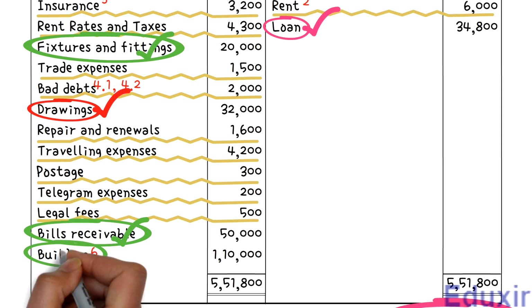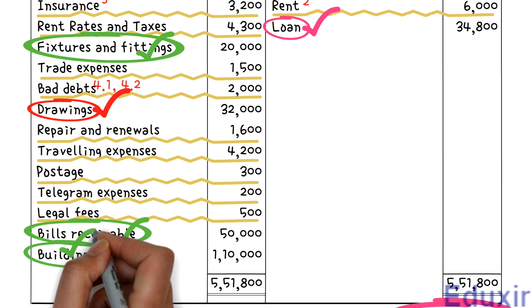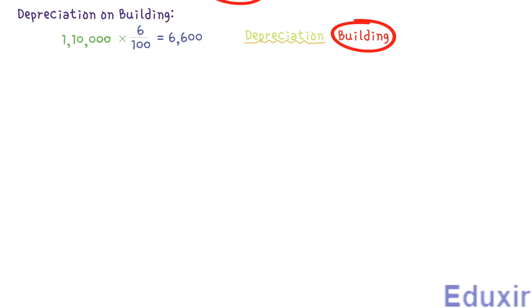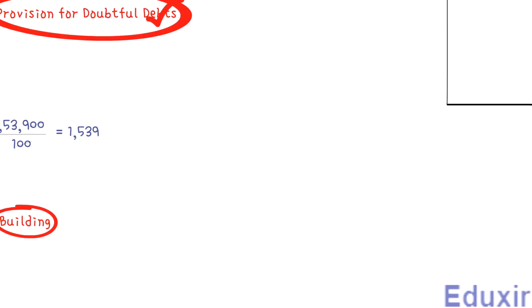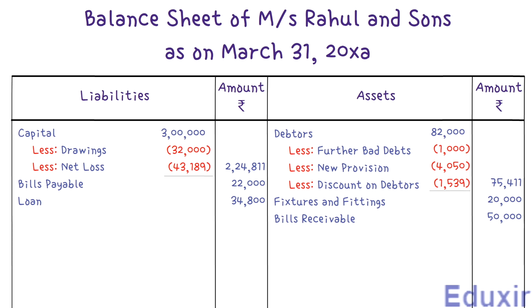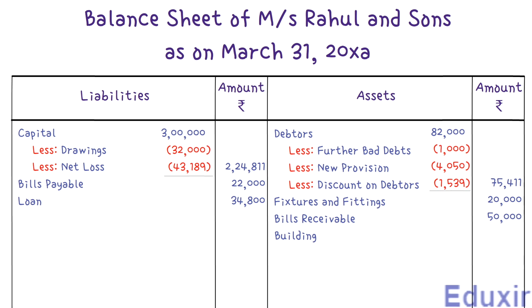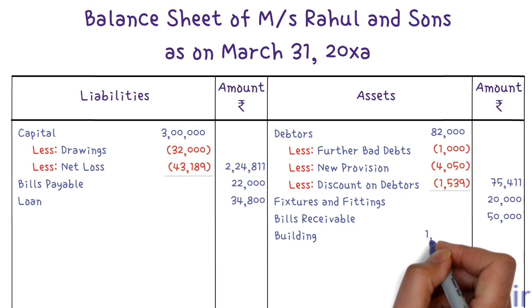As you can see, the next entry that we should consider from the trial balance is that of building asset, which is worth 1,10,000 rupees. Also note that we calculated the depreciation on the building. So we should also consider the depreciation when posting this asset. With this information at our disposal, let's now proceed to post this asset on the asset side of the balance sheet. Let's first write building in the assets column of the balance sheet. Let's then write the corresponding amount of 1,10,000 rupees.